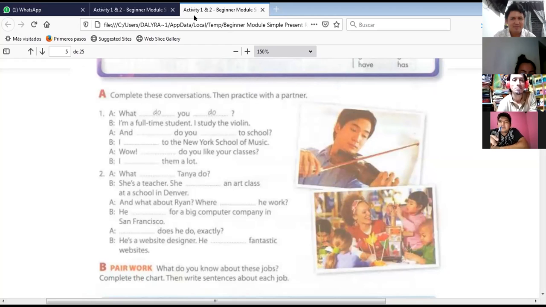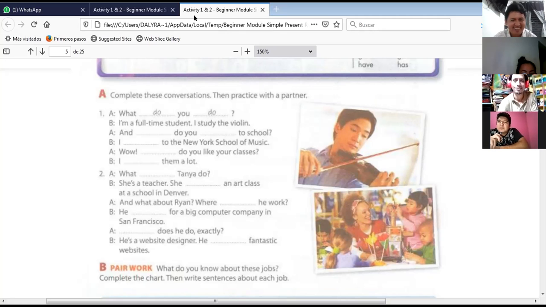Bueno, entonces, what does Tanya do? She's a teacher. She teaches an art class at our school in Denver. In Denver, yes. And what about Ryan? What about Ryan? Mr. Nelson. Where? Nelson, ¿cómo sería ahí? Where does he work?